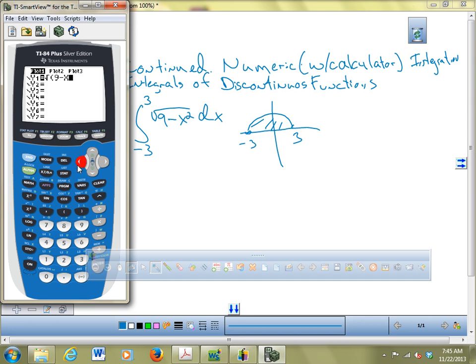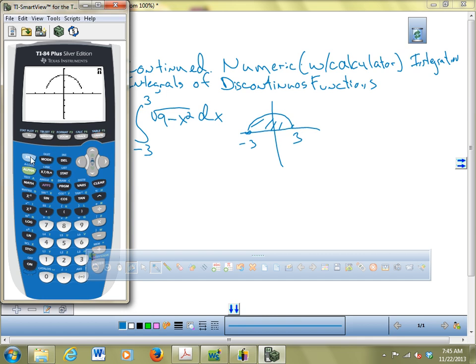Square root of 9 minus x squared, and close the parentheses. If I hit graph, I should see a semicircle or part of a semicircle. The reason you don't see this part is because it only has so many pixels, and that would be pretty vertical there. So that's why you're not seeing the rest of the curve.